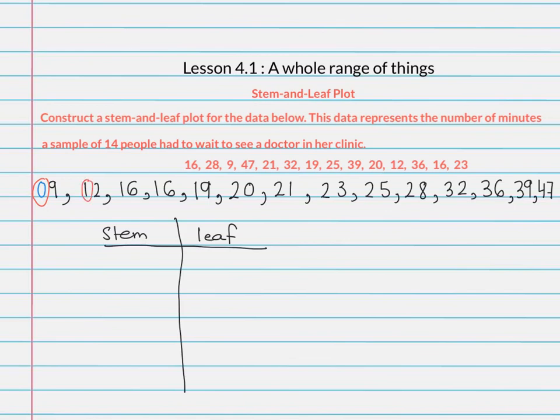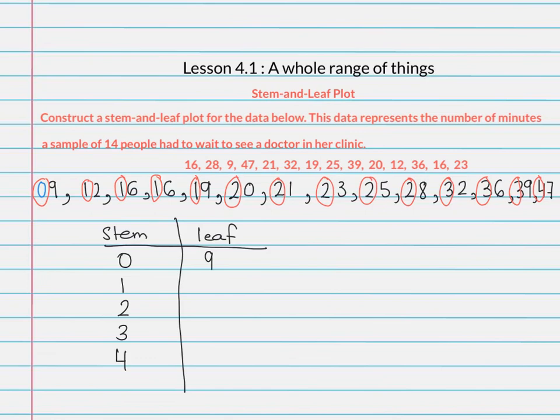Here the stem is 1, 1 as well, 1 and 1. We have here 2 and 3 and finally a 4. So we're going to list our stems from 0 until 4 in order. We have 0, 1, 2, 3, 4. We go to the leaf. The leaf is the last digit, and we're going to start with 9. It has a stem 0 and a leaf 9.